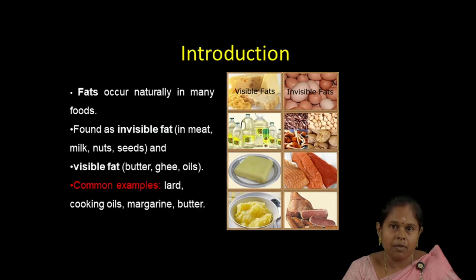Examples of invisible fat are meat, milk, nuts and oil seeds. These are all invisible fats. Visible fats are butter, ghee and oil. An example of visible fat is lard. Lard is obtained from pig fat. We obtain vegetable oils from nuts and oil seeds. Margarine is obtained from vegetable oil, and butter is obtained from the invisible fat of milk.